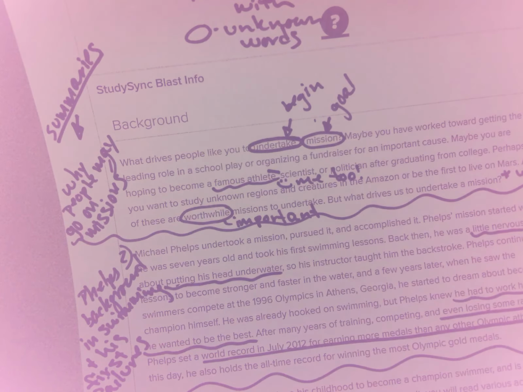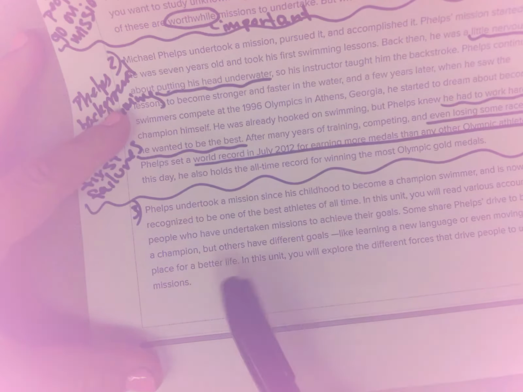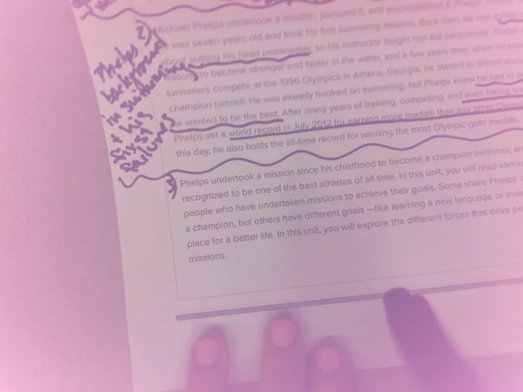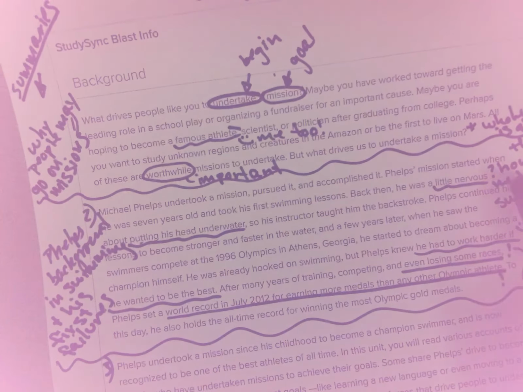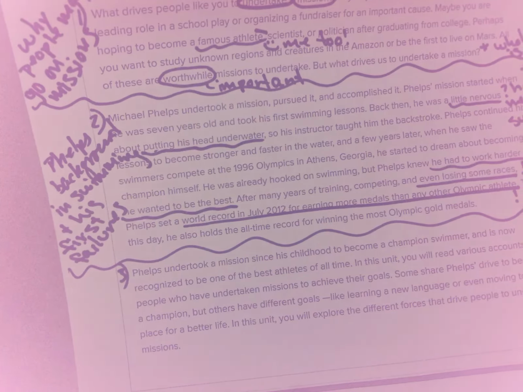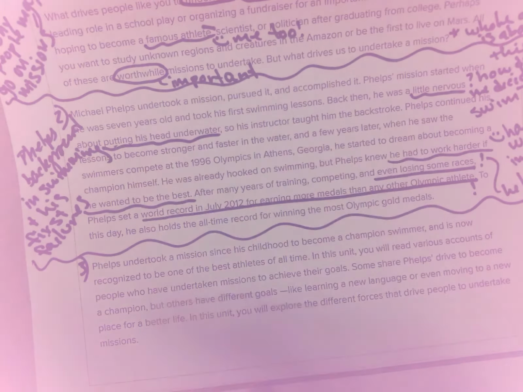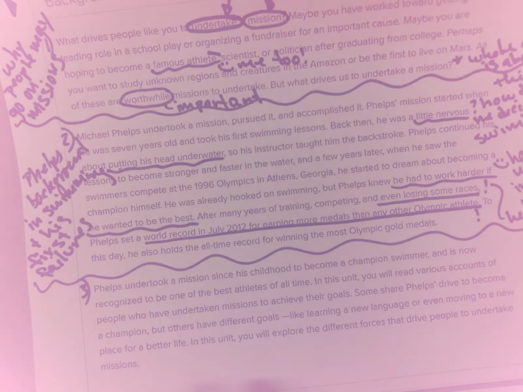Very, very interesting. So your assignment now, you are going to do this final paragraph all on your own. Make sure you circle unknown words. Make sure you write a summary right here in the margin, and make sure you annotate this paragraph, and I want a minimum of 2 annotations. Thank you very much.